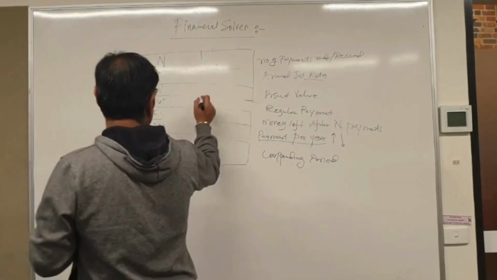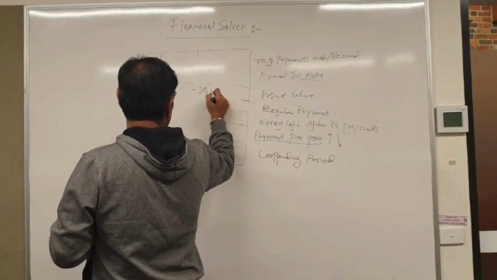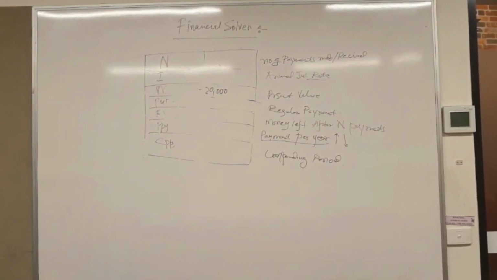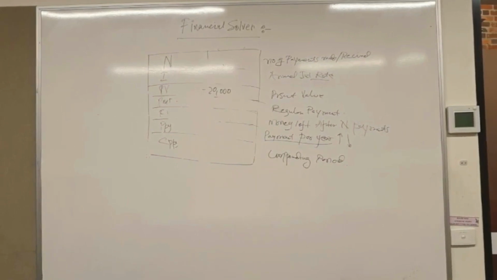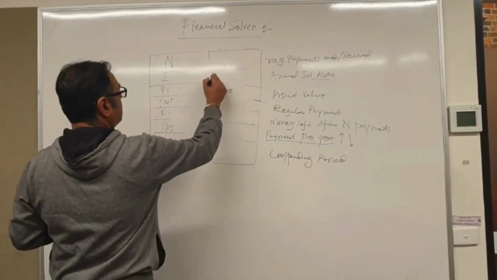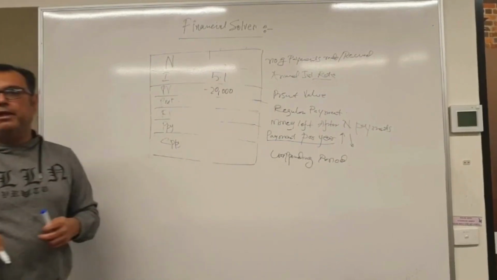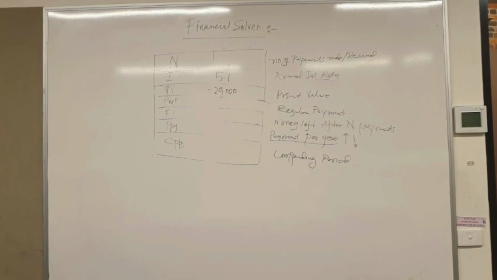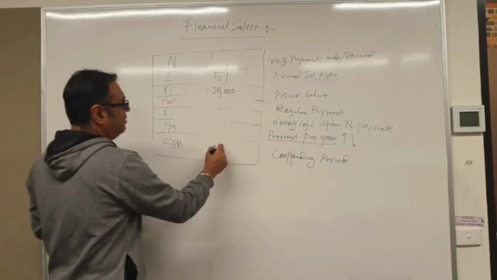Investment. So negative 20,000 here, right? Into an investment paying 5.1%. I is 5.1 per annum, compounding monthly. CPY is 12.